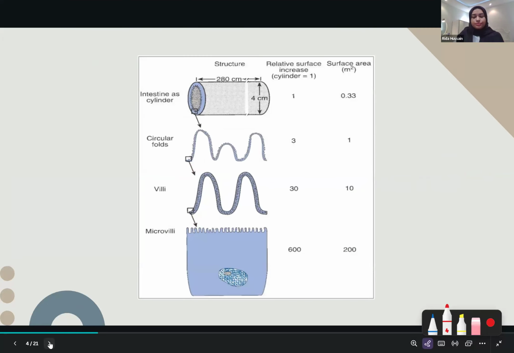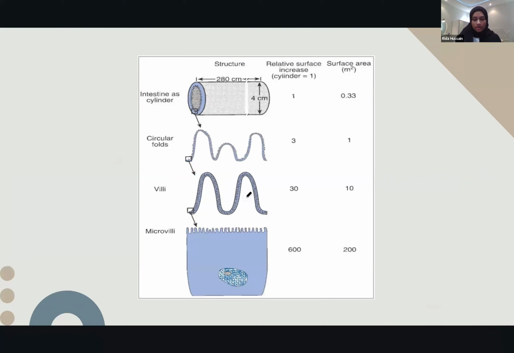Let's move. This is a picture that your professor used in her slides, and this is basically a comparison of the surface area. So as you can see over here, the enterocyte is 600 times larger in terms of surface area than a regular cylinder, if you see the intestine as a regular cylinder. This is just concepts, you don't have to memorize anything over here. But this is a huge advantage while absorption is occurring.